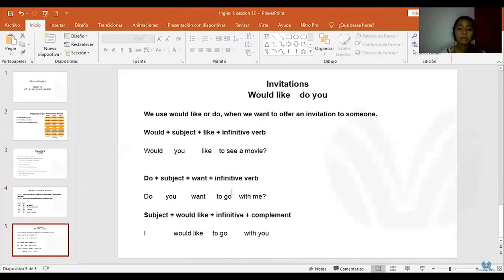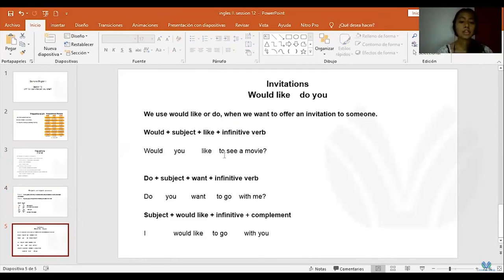And then we learn about invitations using would like and do you. For instance, we use would like or do when we want to offer an invitation to someone. So the structure for would says would plus subject plus like, and then the verb is in infinitive, which means the base form of the verb with to added at the beginning.